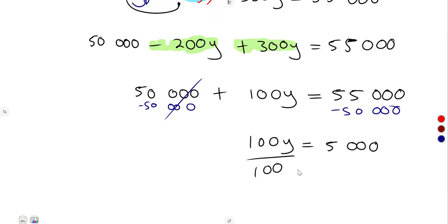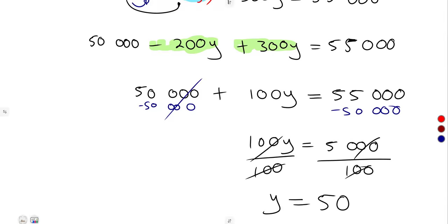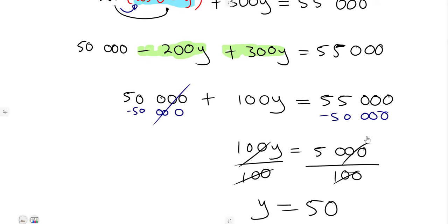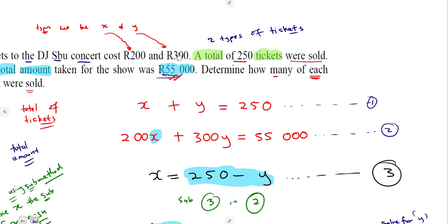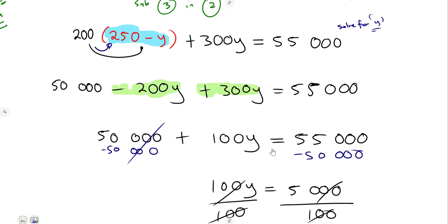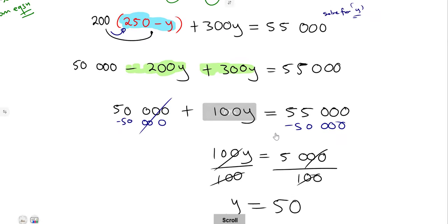5,000. So divide by 100. That is obtaining the value of y, which is 50. So y is equal to 50. So we have got 50 of the y tickets. Y is for the 300 rand ticket. So there are 50 300 rand tickets. All right, so that is separating in that manner.